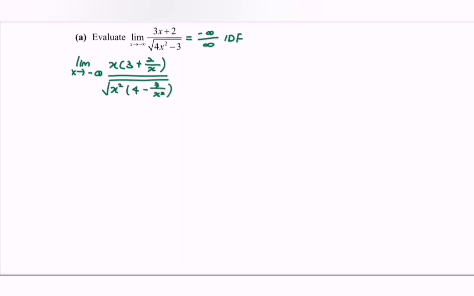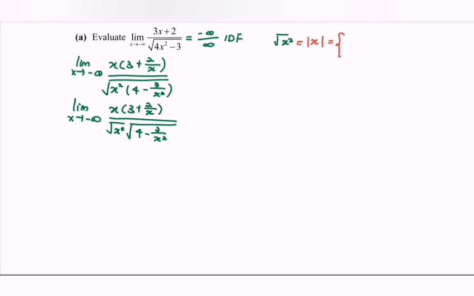Kindly simplify the situation. Limit when x approaches negative infinity, where we have x times (3 plus 2 over x) over the square root of x squared times the square root of (4 minus 3 over x squared). Notice that we have the square root of x squared, which actually equals the modulus of x, where by definition we have x with the domain x greater than or equal to 0, and negative x with the domain x less than 0. By referring to the number line, we have the 0. For the left hand side, we have negative x. For the right hand side, we have x.